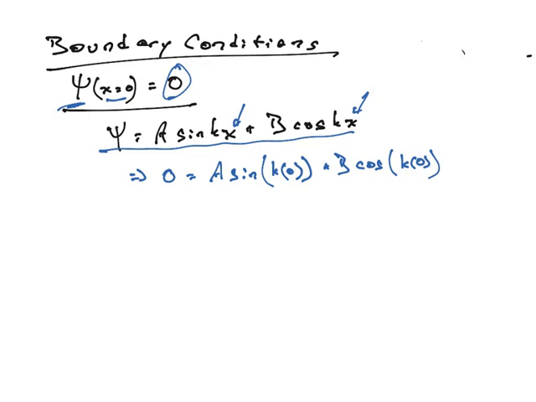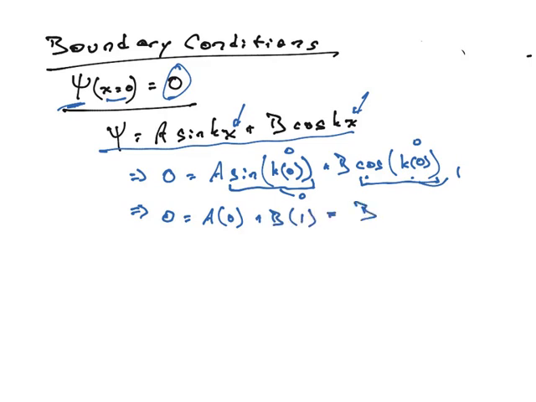Okay, fine. Now let's investigate what this says. First of all, k times 0 is the same as 0. So what is cosine of 0? Cosine of 0, that's just 1. What about sine of 0? 0. So this equation says 0 equals a times 0 plus b times 1, which is just b. Right? A times 0 is 0. B times 1 is b. So b is equal to 0.